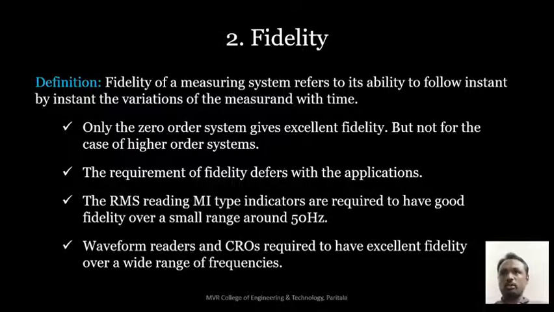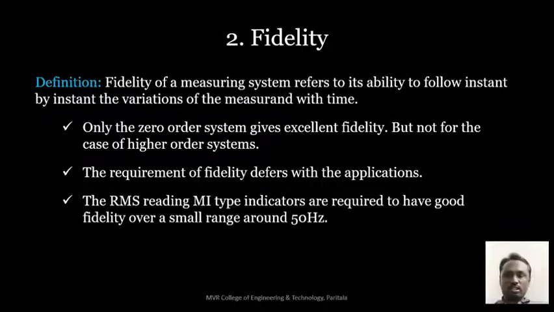This point is telling us that RMS reading MI type indicators are required to have good fidelity only for a small range of frequencies. RMS indicators like moving iron instruments, we just give the voltage or current to that meter. So what is the frequency of our power? It's just 50 hertz. So these types of instruments can give a satisfactory result within 50 hertz, so no need of good fidelity for them.